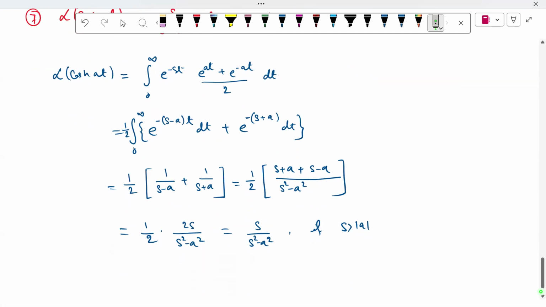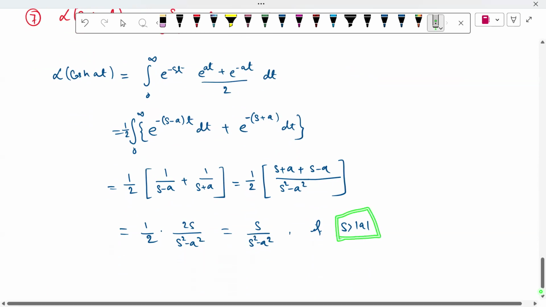Here remember that s has to be greater than mod a. For the first part, this term is positive, meaning s minus a has to be positive, that is s is greater than a. And for the other part, s plus a has to be positive, that is s is greater than minus a. In this way, you find that s has to be greater than mod a.